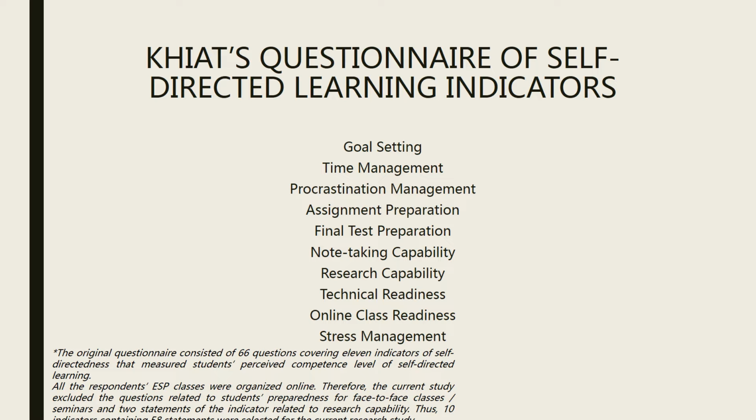However, all the respondents' ESP classes were organized online. That's why the current study excluded the questions related to students' preparedness for face-to-face classes and seminars, and also 2 statements of the indicator related to research capability were excluded as well. That's why 10 indicators containing 58 statements were selected for the current research, and here you can see all these 10 indicators.